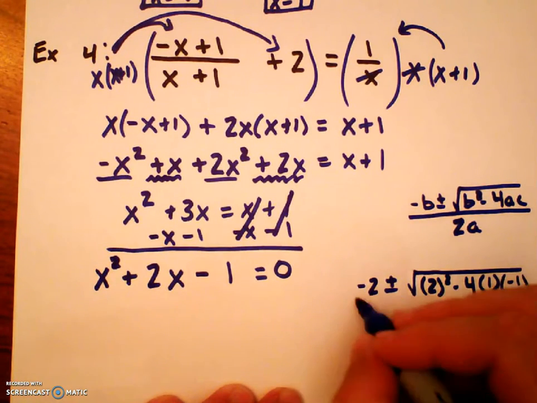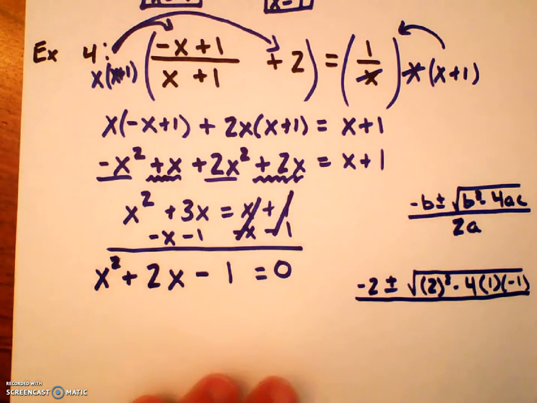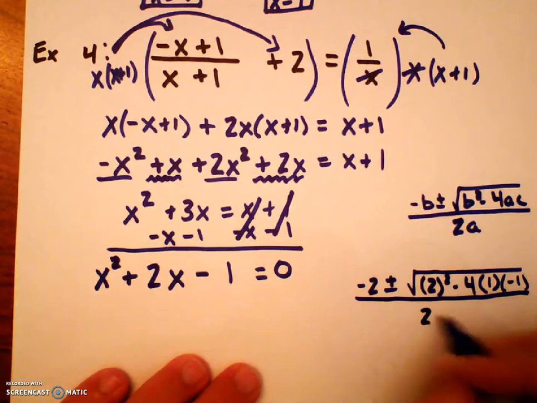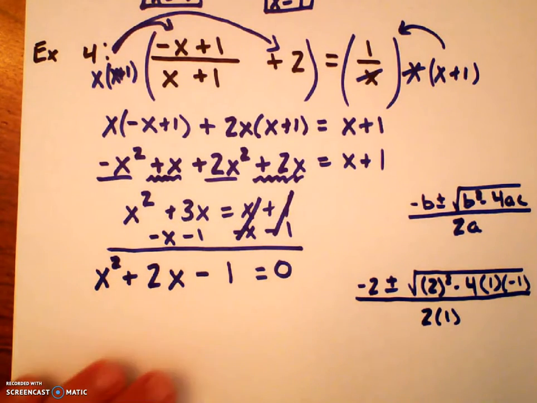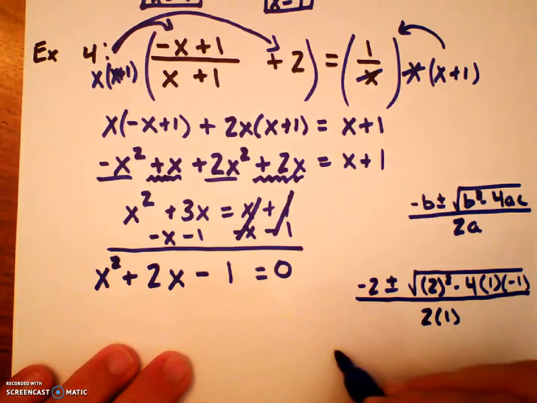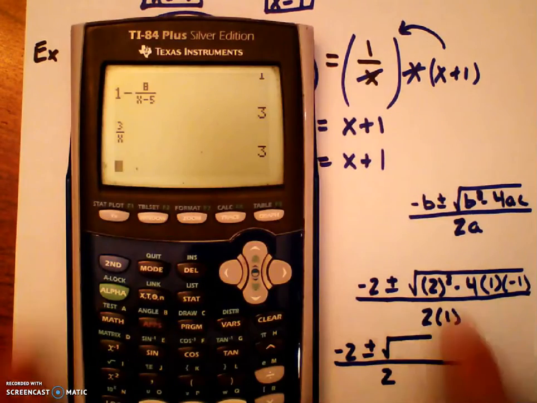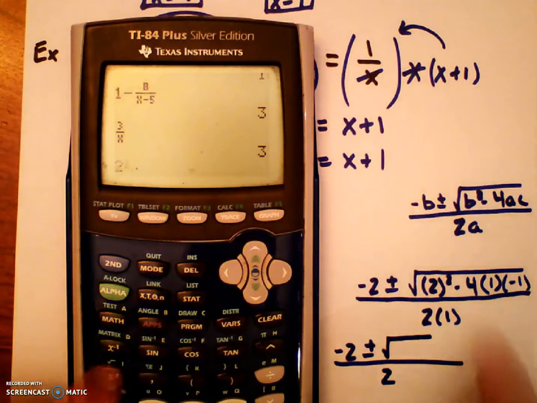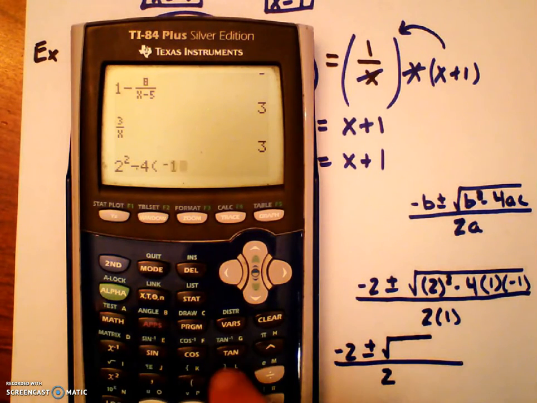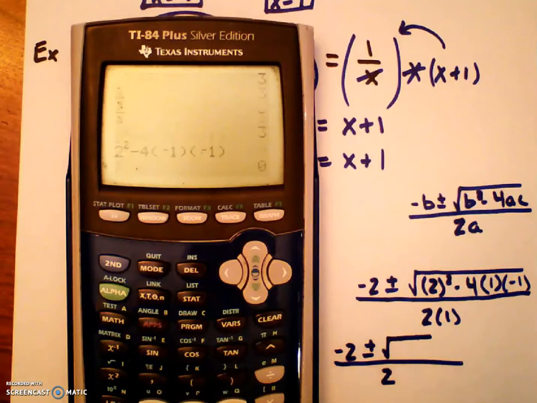This is all stuff that you should know how to do already from chapter 4. And then all over 2 times a is 1. So negative 2 drops. 2 times 1 on the bottom is 2. I'm going to type in what's underneath the square root. I'm going to type in just the 2 squared minus 4 times 1 times negative 1. And it gets you a 0.